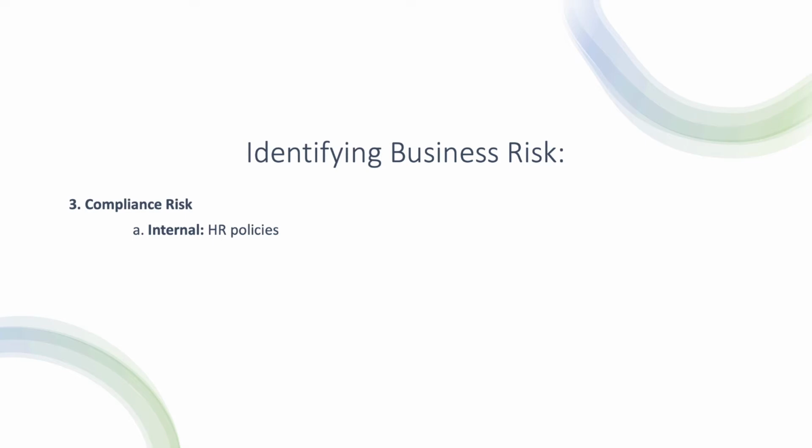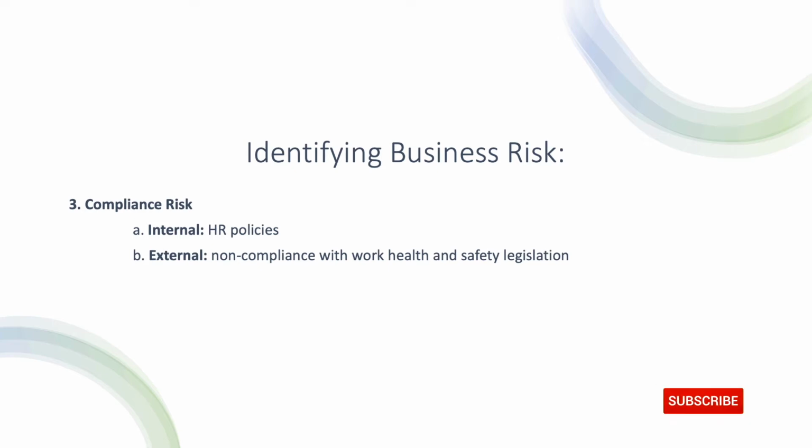External. External is actually definitely not from inside the organization. It might be from external bodies. It might be the ATO. It might be government legislation. It might be work health and safety requirements. So there is a risk of non-compliance with work health and safety legislation, that is the external risk, compliance risk.